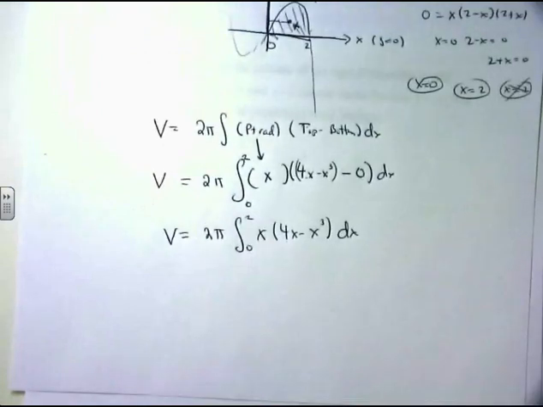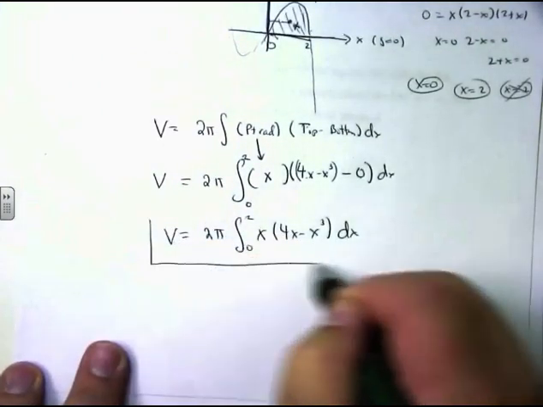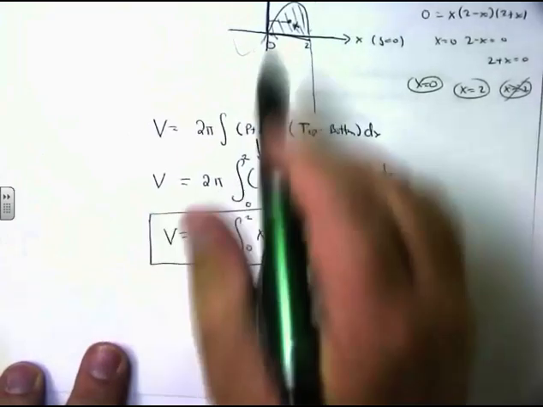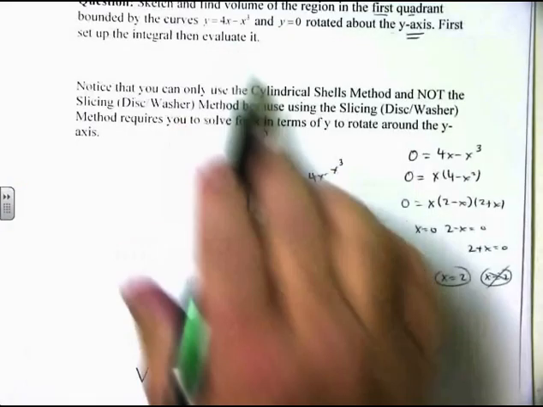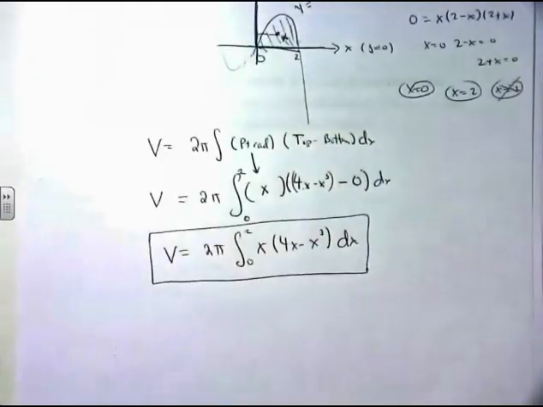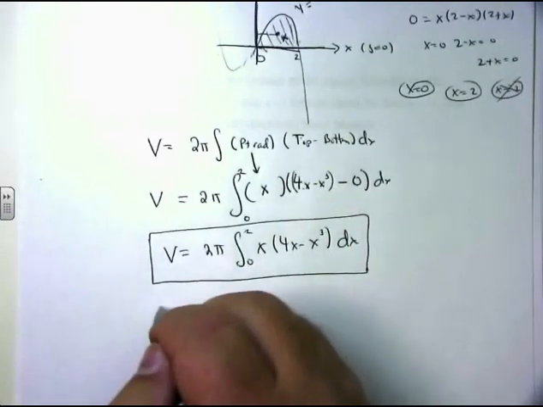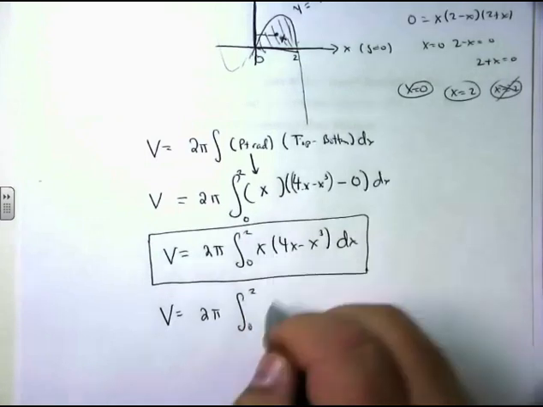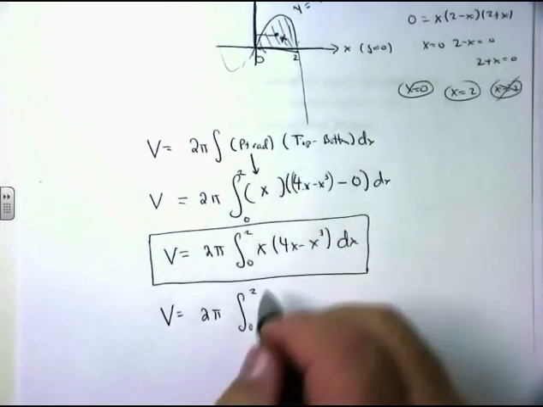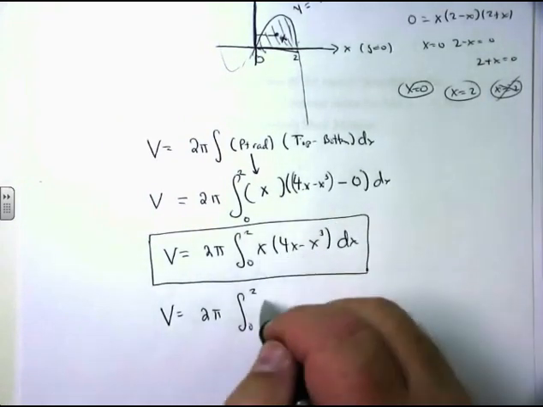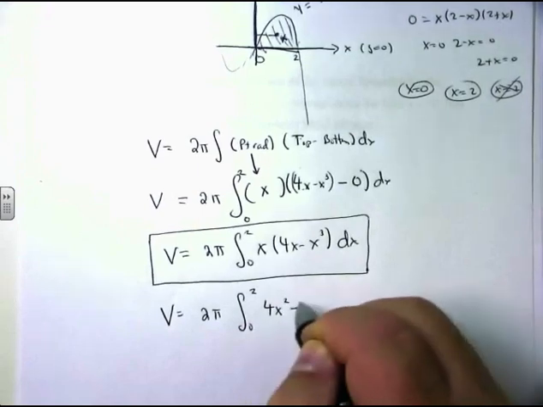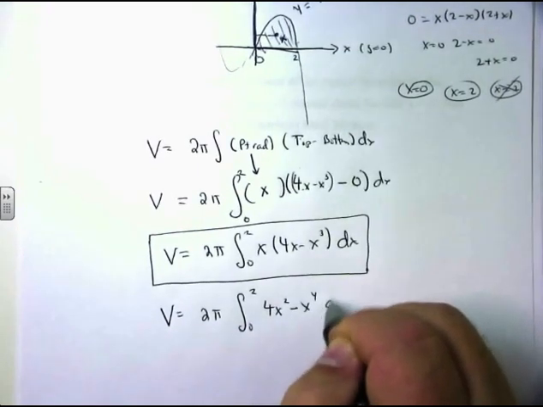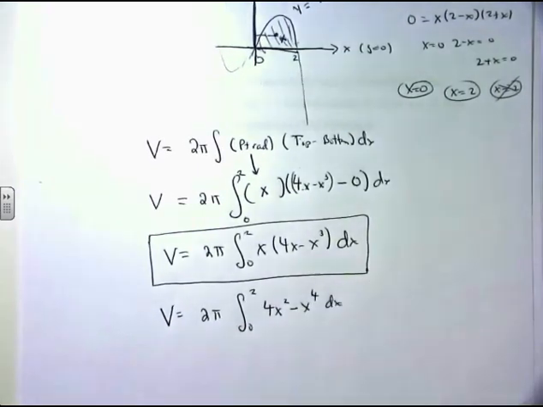This is my integral, setting it up if they ever ask me to set it up. But in this problem, we also ask you to evaluate it. Okay, fine. If I want to evaluate this thing by hand, I want to clean it up. So it'll be 2 pi integral from 0 to 2 of, distribute your function, because there's no powers on this stuff. So distribute, that'll be 4x squared minus x to the fourth dx.